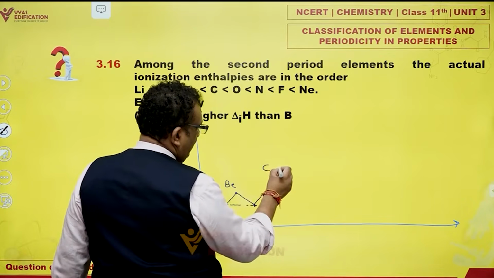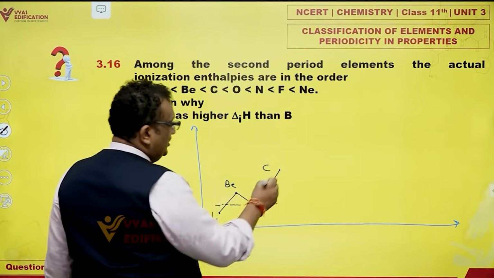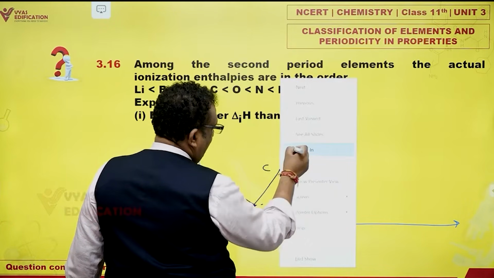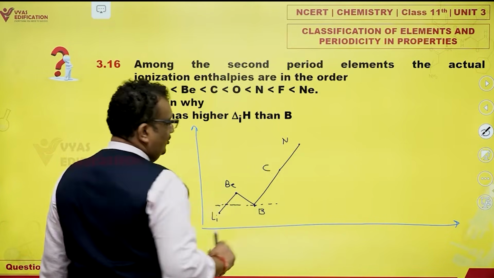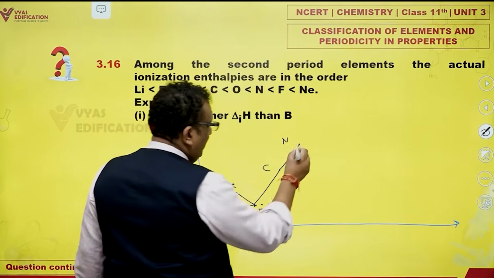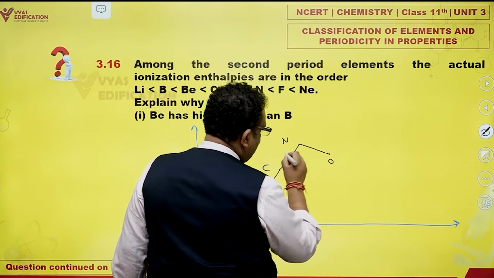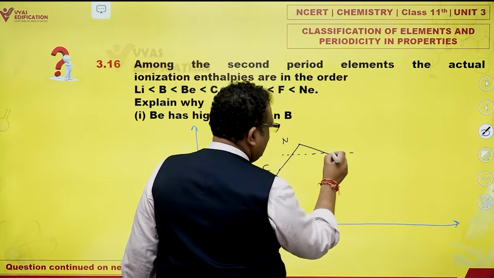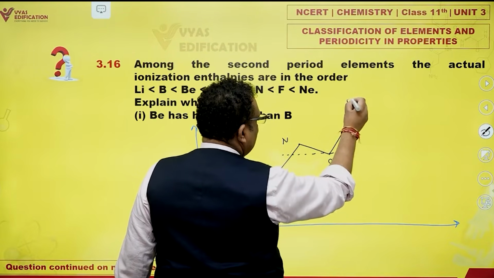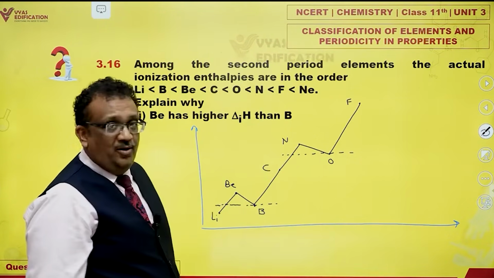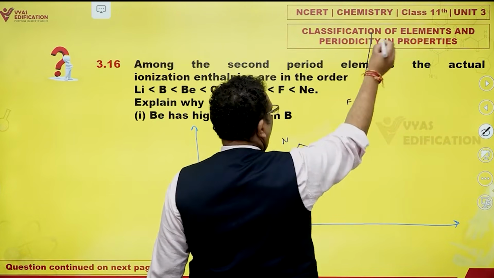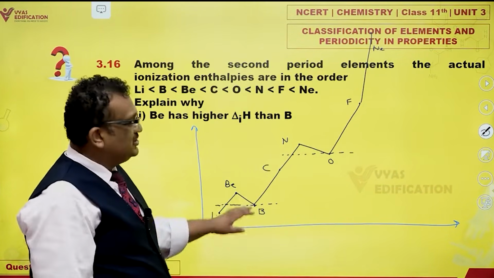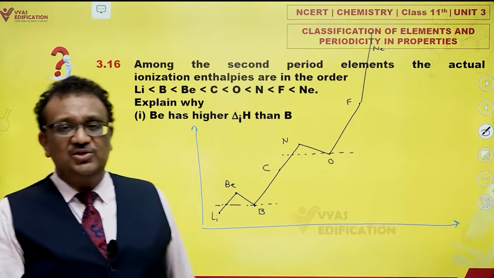Then after carbon you have nitrogen, very good. And then oxygen comes down. How strange. Slightly, not much. And then you have fluorine, which is very high. And of course, neon is a noble gas, so it just goes mad. Very, very high. This is typically the graph for ionization energy.